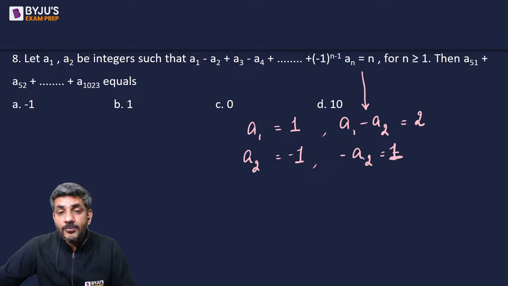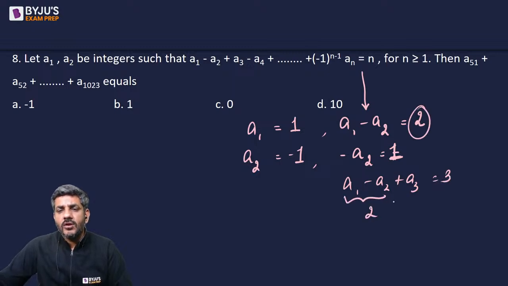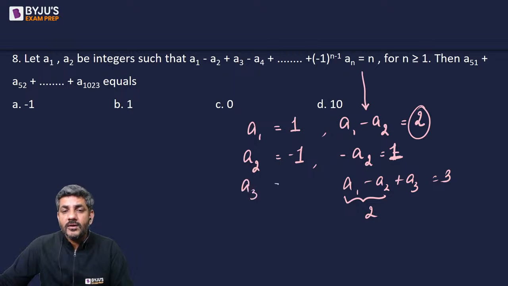Okay. Let's put n is equal to 3. I get a1 minus a2 plus a3 is equal to 3. लेकिन ये तो ऑलरेडी 2 है ना, ये रहा. If this is already 2, can I say a3 is equal to 1? a3 is equal to 1.